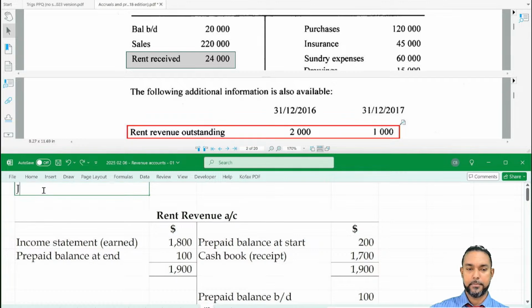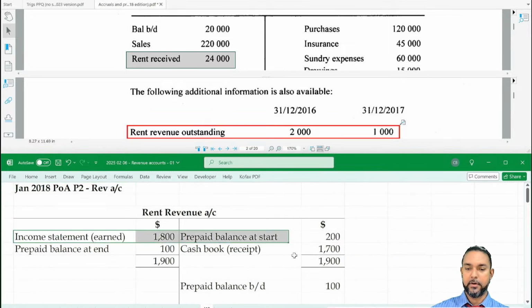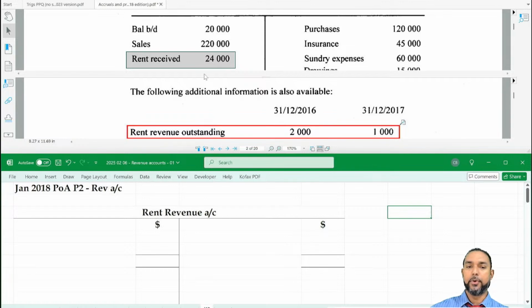All right, so this is the June 2018 PoA paper 2 revenue account. Okay, zoom out a little bit. Nice. Let's clear out everything here. Right, so in this question, they gave us the opening and closing balances. Now, I didn't put a date column, right? If they give you a date column to use, please do use it.